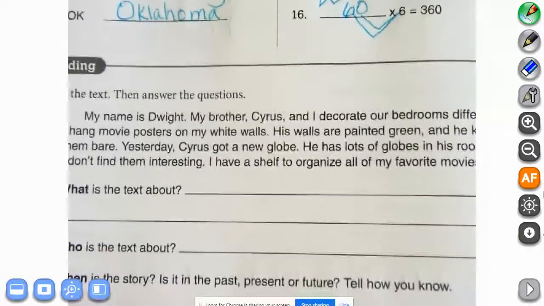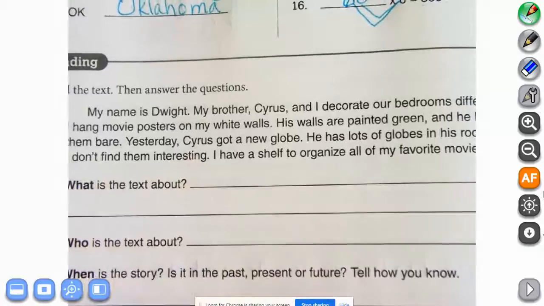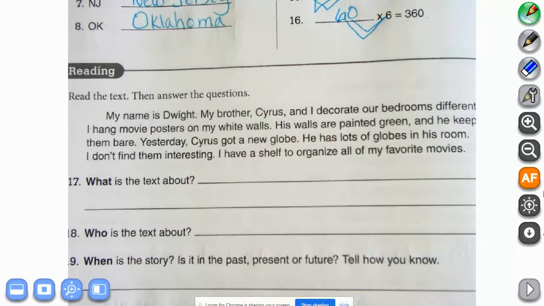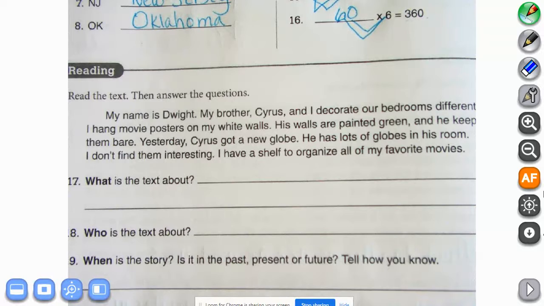Okay, we are going to read this passage again, and we're going to answer the what, who, when, where, and how questions. All right. My name is Dwight. My brother Cyrus and I decorate our bedrooms differently. I hang movie posters on my white walls. His walls are painted green, and he keeps them bare. Yesterday, Cyrus got a new globe. He has lots of globes in his room. I don't find them interesting. I have a shelf to organize all of my favorite movies.